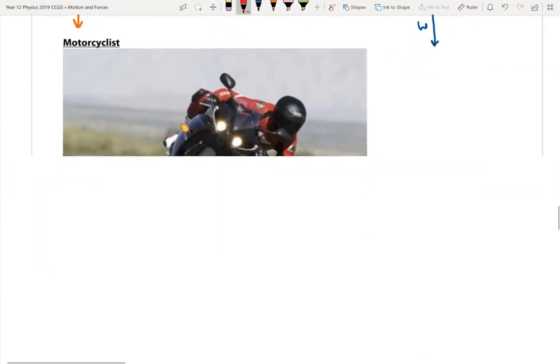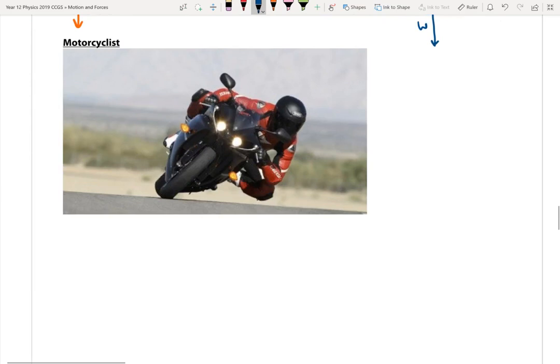Motorcyclist, same deal. We can draw everything again. Here's our weight force acting down, normal force acting up. The motorcycle pushes down on the earth, and there's also a little bit more going on with motorcycles because you've got a lump of spinning wheels, and you get something called gyroscopic precession. But again, we rely on friction.